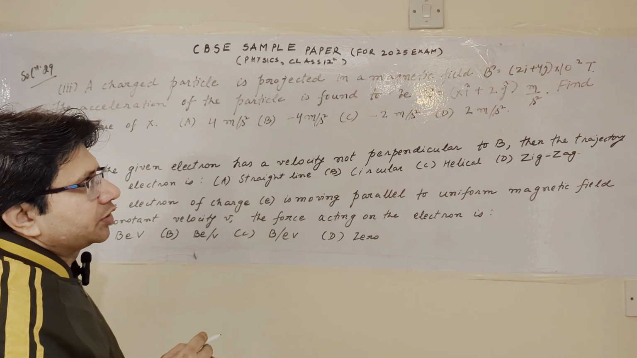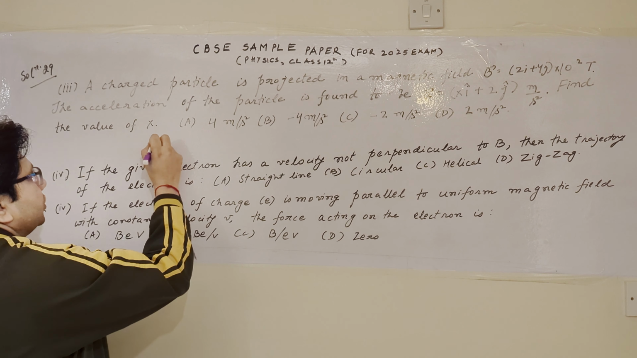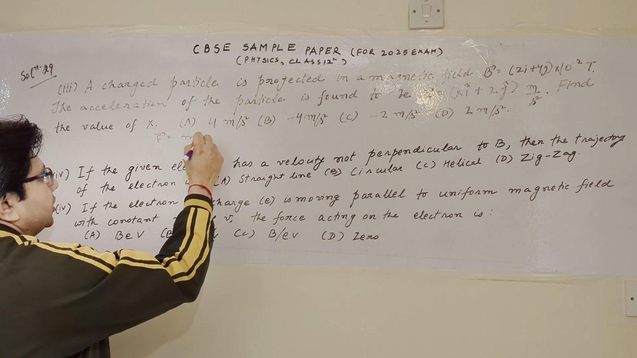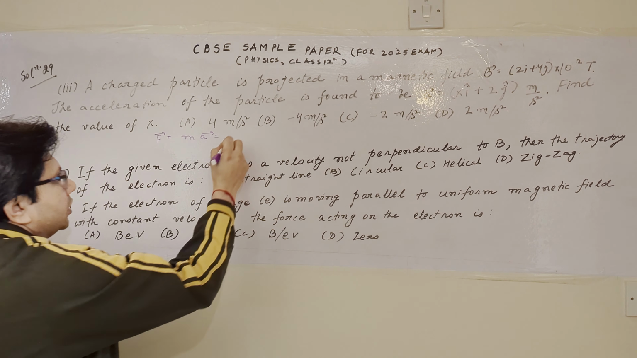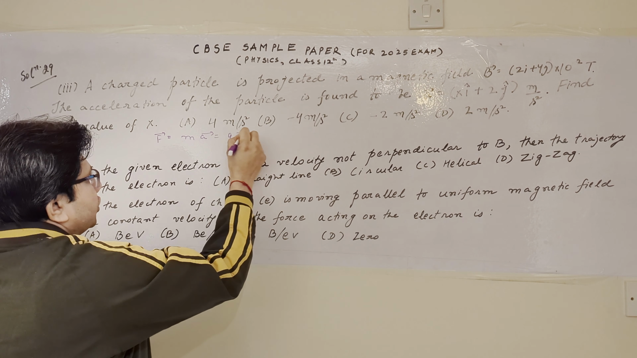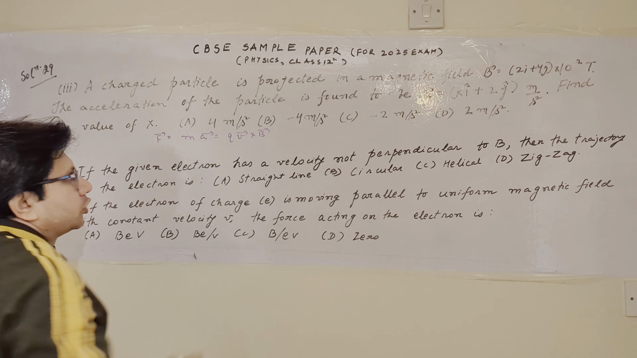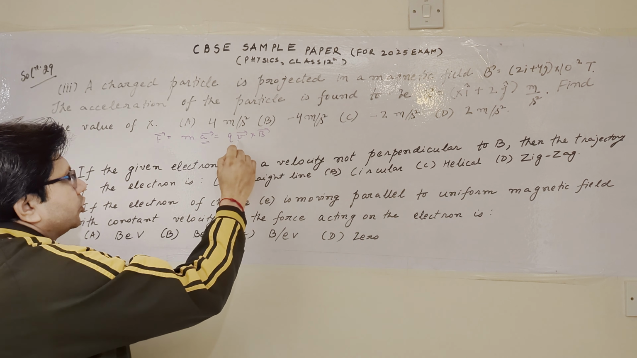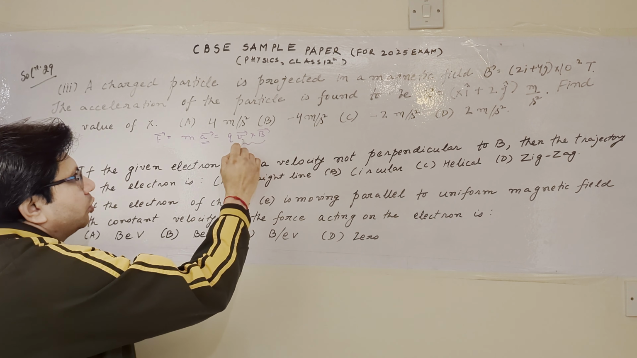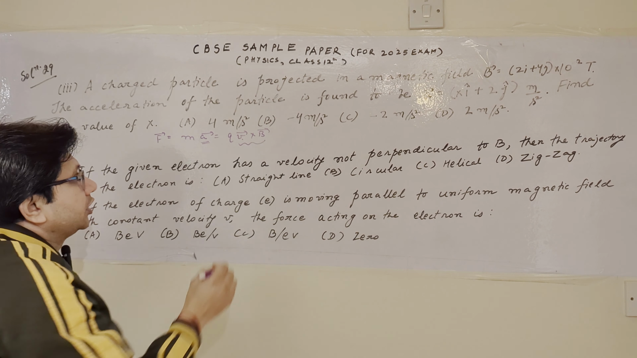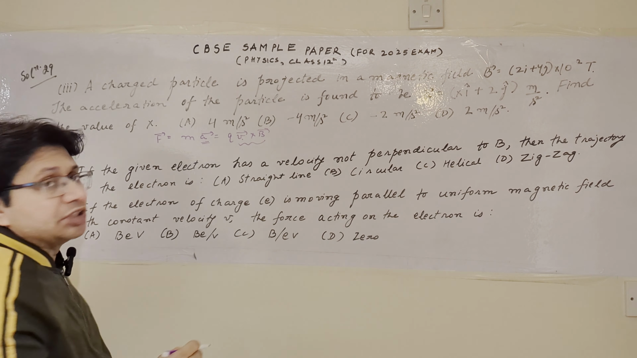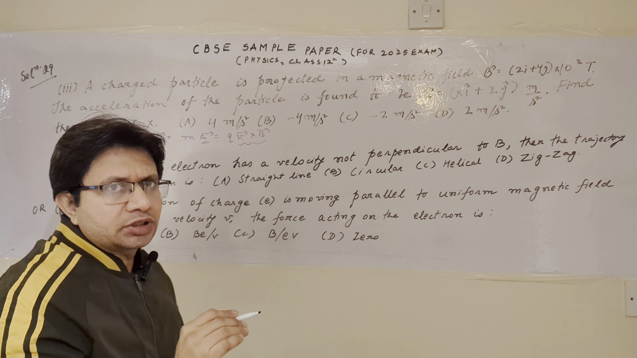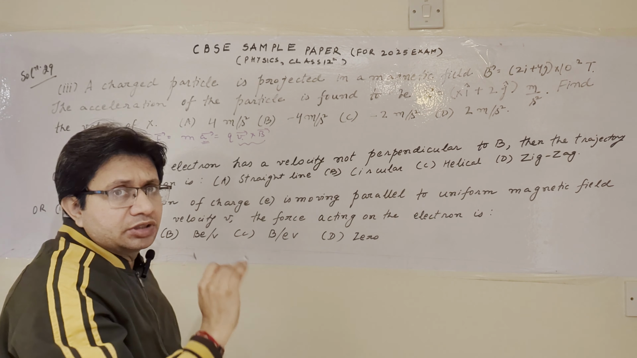The basic concept here is this particular expression: F, which is the force acting on the particle, is mass times acceleration, which is equal to q v cross B. From this expression, we can clearly see that the direction of a is perpendicular to both v and B. It means that a is perpendicular to B, and if a is perpendicular to B, then its dot product with B should be 0.